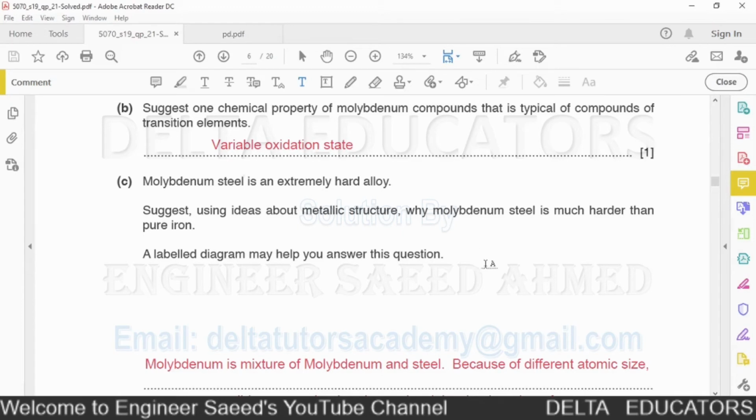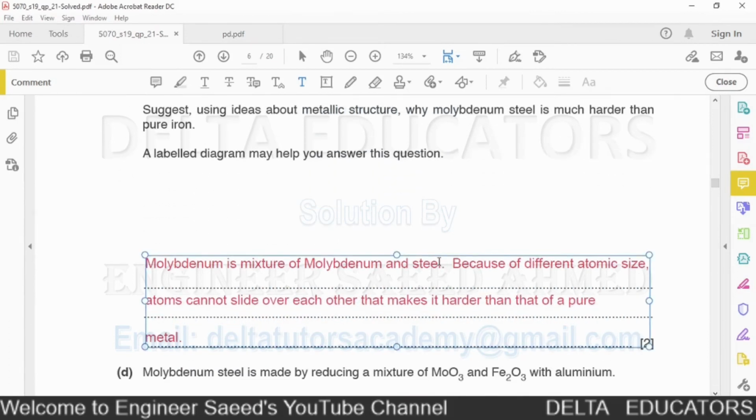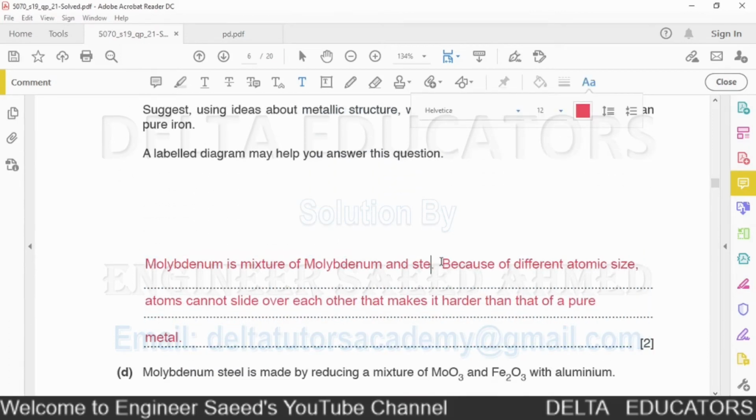So what we have to write here? Molybdenum steel is a mixture of molybdenum and iron. It is better we write here iron. Because of different atomic size, atoms cannot slide over each other. That makes it harder than a pure metal.